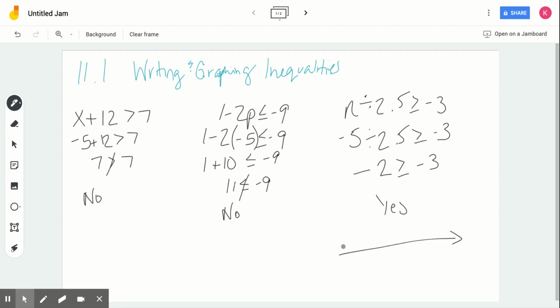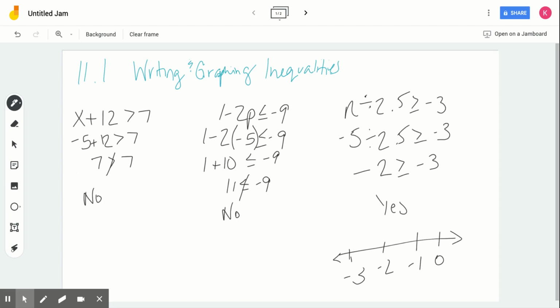If you struggle comparing your negative numbers, think about how they are on a number line. If we're counting back from 0, we're at negative 1, negative 2, negative 3. And remember that the numbers to the right are bigger, so we can see that negative 2 is greater than negative 3. Now, if you turn the page, we're going to talk about writing and graphing the inequalities.